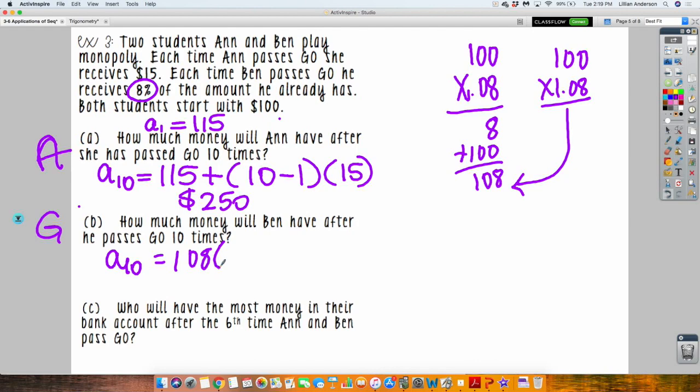We plug it into our formula to figure out how much he has after he passes go 10 times. Okay? So we'll plug it into the formula. 108. What am I going to use for my rate? It's going to be 0.08 or 1.08. It's going to be 1.08. Without it, you're going to have to figure out how you're going to take into account that they're doing 8% of the amount. Okay? I'm not even quite sure how you do that just myself. So go ahead and type this in.